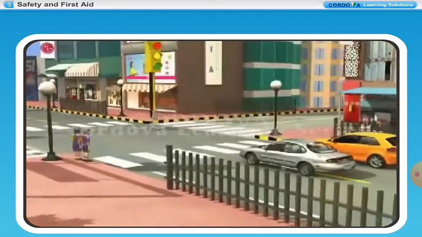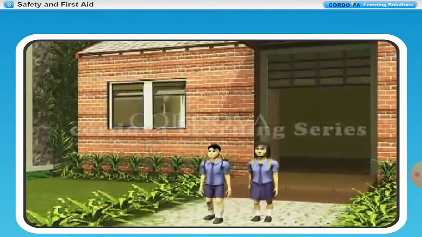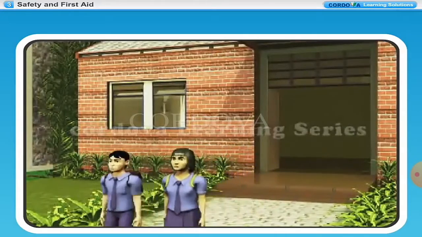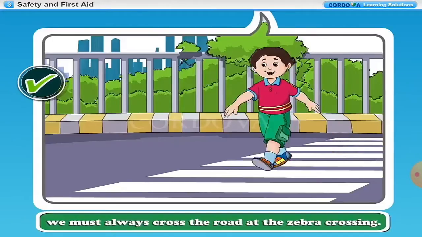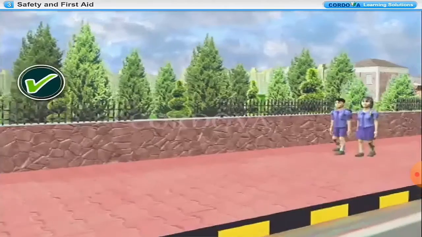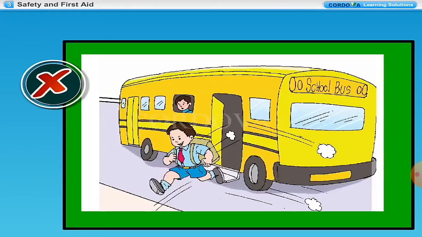In Class 3, we have learned some safety rules that we must follow all the time. Do you remember them? Observe the pictures given and remember these safety rules. Use zebra crossing on the road. Always walk on the footpath. Do not get in or out of a moving bus.